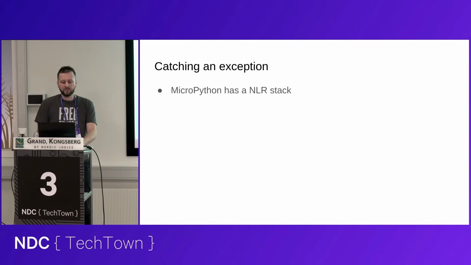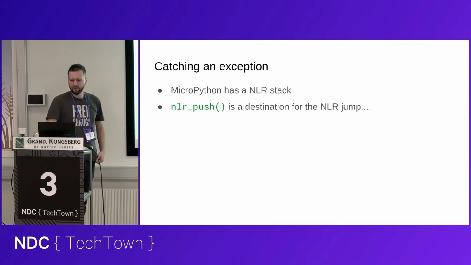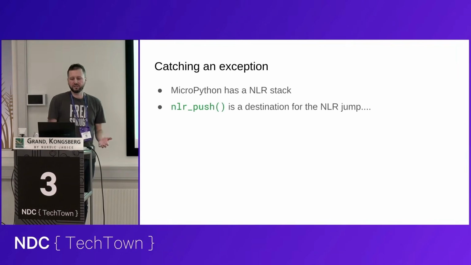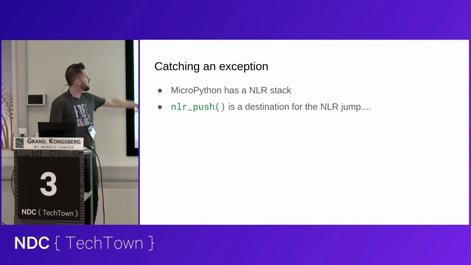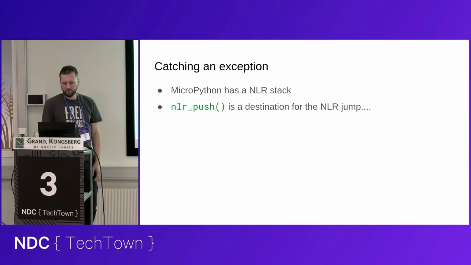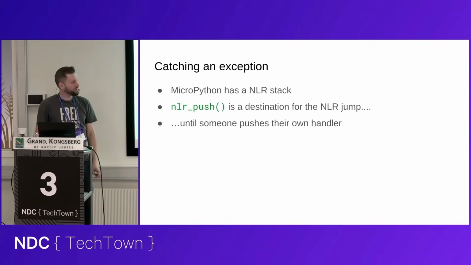In the C implementation, you have to do the scoping manually by registering NLR handlers. So there's a stack of those. And remember, we cannot do this from Rust because it would miscompile. Also because Rust would hate us. So again, we have to do this in C. There's the function NLR push, which is the destination for the NLR jump. And that holds until someone pushes a new one.